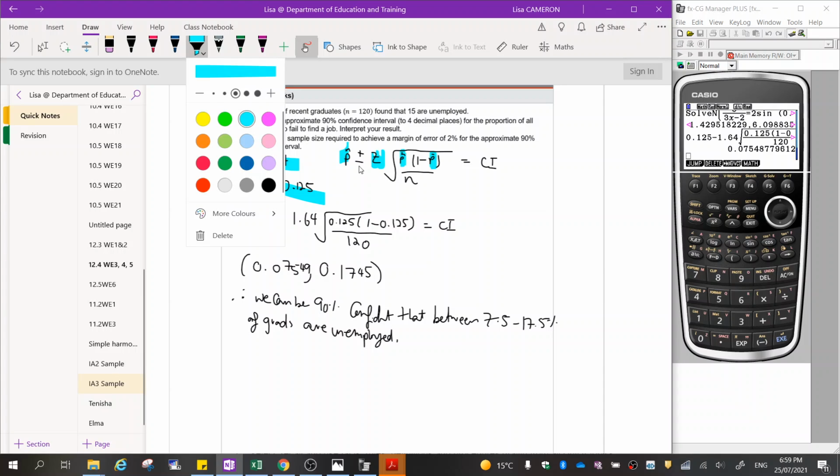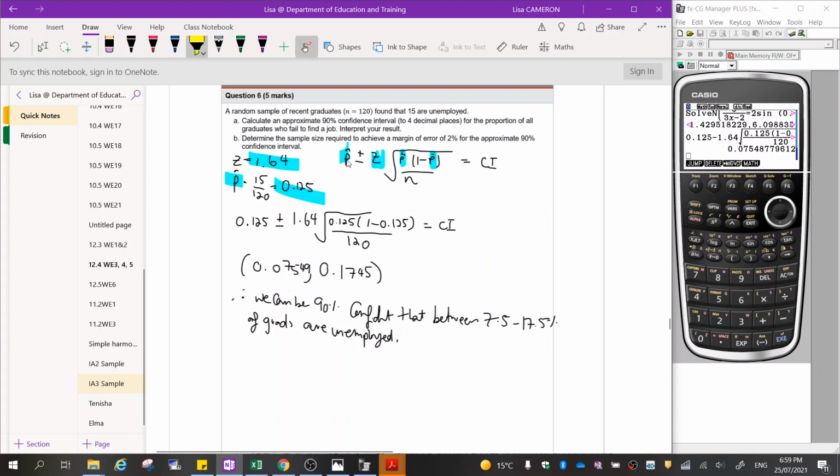So what we're really going to do is we're just going to let this highlighted section equal the margin of error. Okay, and then that way we're going to find out how many people we need in our sample. So I'm going to chuck that in the calculator using solve n.